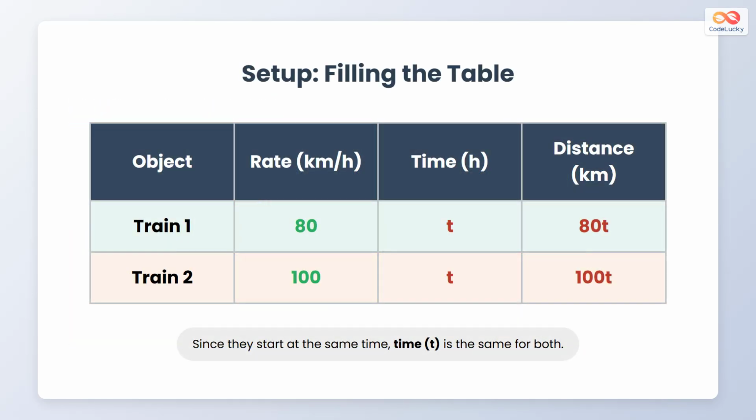We set up our table. We know the rates are 80 and 100. Since they start at the same time and stop at the same time, their time t is the same variable. Distance is rate times time, so the distances are 80t and 100t.